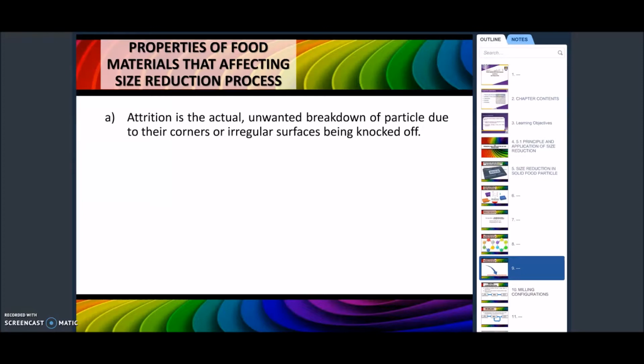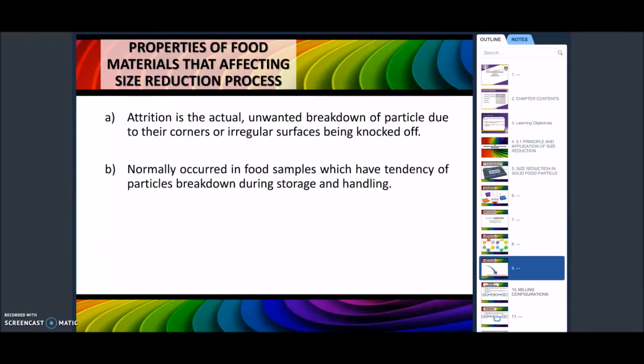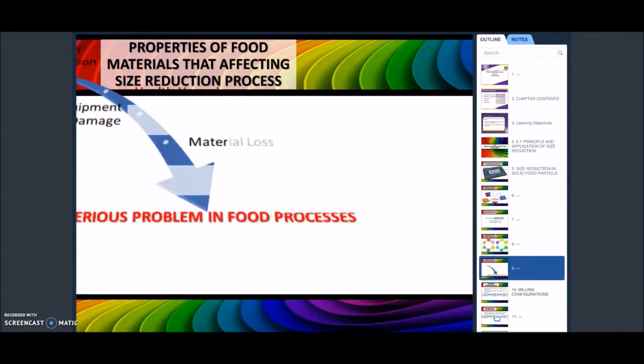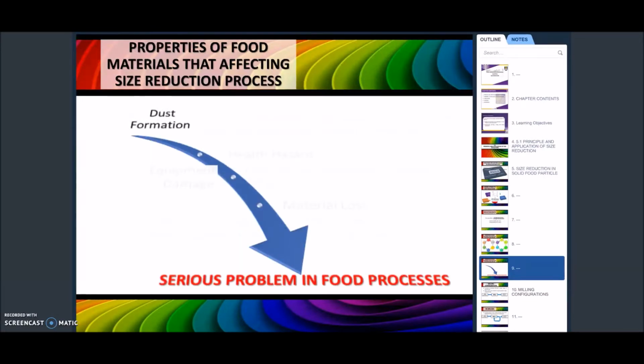Attrition is the actual unwanted breakdown of particles due to their corners or irregular surface being knocked off. Normally occur in food samples which have tendency of particle breakdown during storage and handling. Attrition is a serious problem in most of the food processes where dry handling is involved, since it may cause several problems such as formation of dust, health hazard, equipment damage, and also material loss.